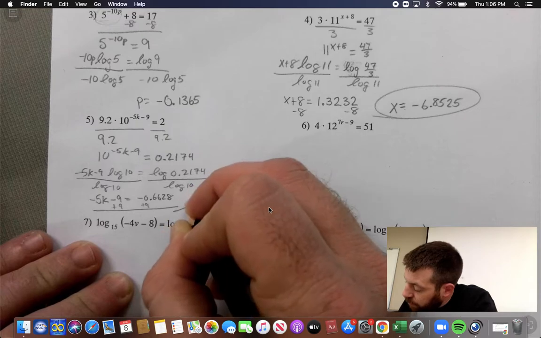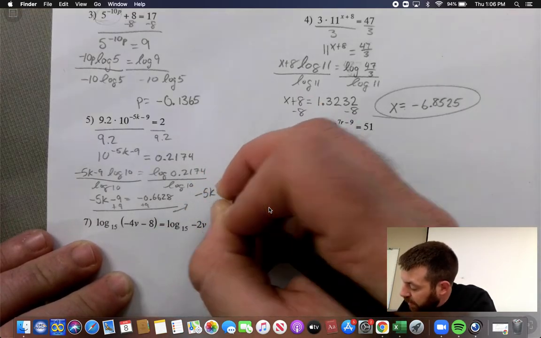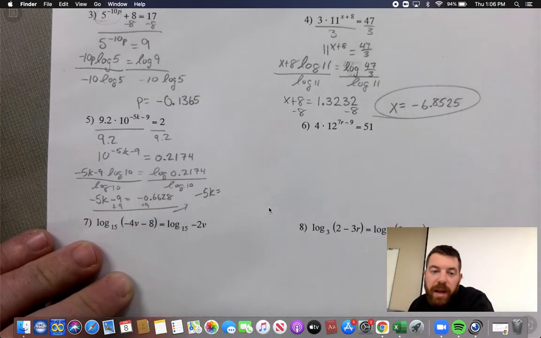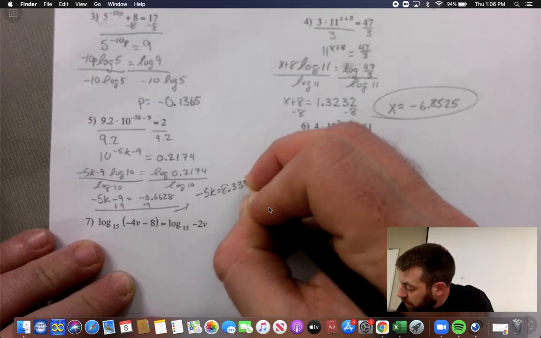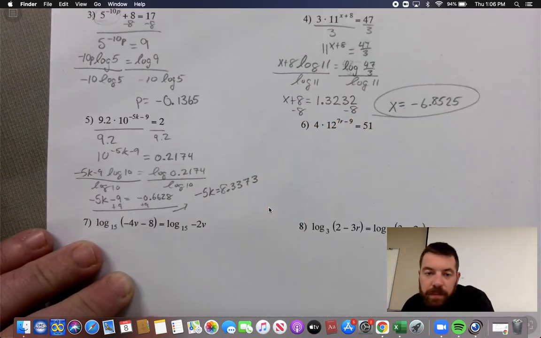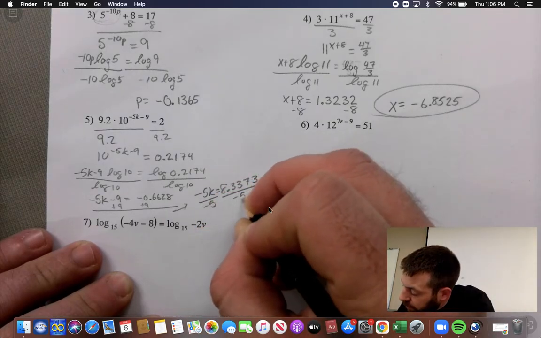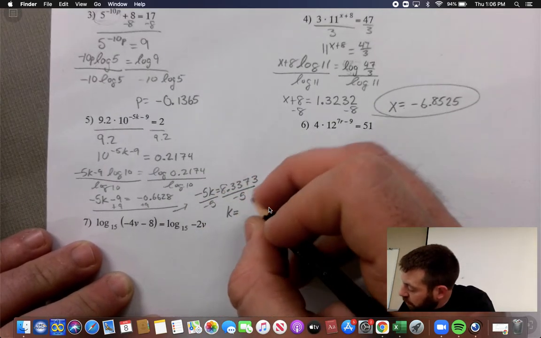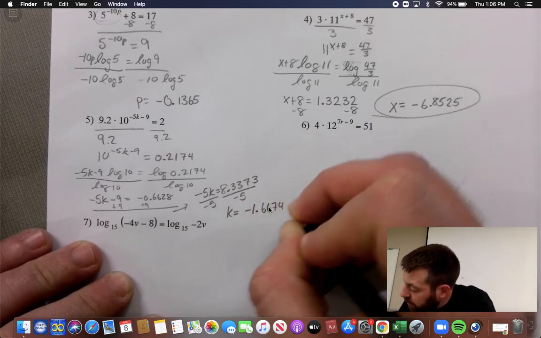Okay, let's move up here. So now I've got negative 5k equals, this right here, when I add 9 to it, I do get an 8.3373. Now I'm going to divide by negative 5, and k will equal a negative 1.6674.